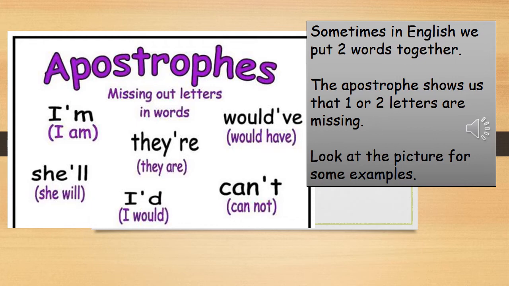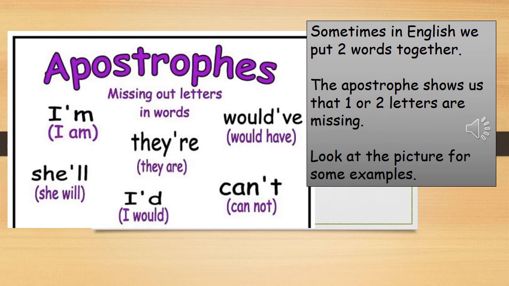We have a few other examples. They are, we change to they're. Again, the A is taken away and we put the apostrophe there. Would have, we change to would've. Again, the HA is taken away and we only keep the VE after the apostrophe. She will go shopping. She'll go shopping. Again, the WI from will goes away when we put them together and we use the apostrophe to show that they are missing. I would, we change to I'd.